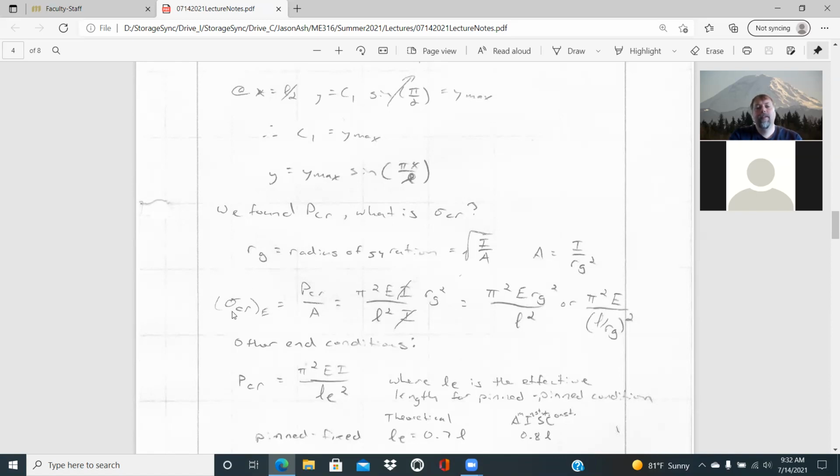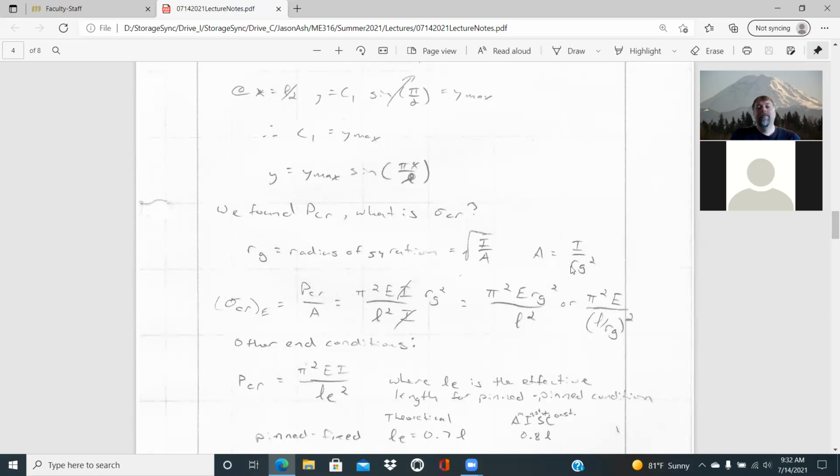We'll use that as we move forward. Your critical stress for elastic stability based on Euler's method is just your P critical over that cross-sectional area. You could calculate your cross-sectional area normally, if it's a circular shaft, just pi d squared over 4, and you can have your critical Euler's buckling load based on that.